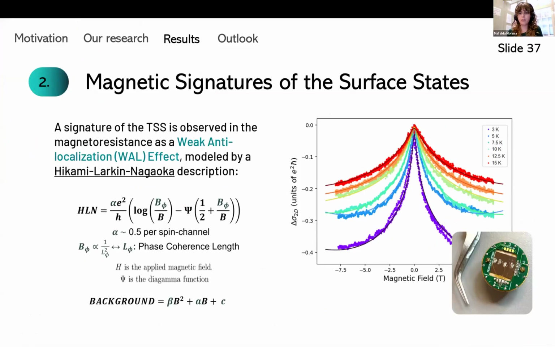What we do is we try to search for other ways that the surface states can emerge. And one of those ways is through the weak anti-localization effect. So we know that this effect is expected in TIs. Its emergence doesn't mean directly that we have edge states, but if we see that its description is very close to this theory of the Hikami-Larkin-Nagaoka model, then we have strong conviction to say that they are there.